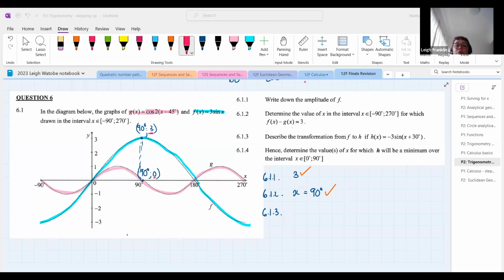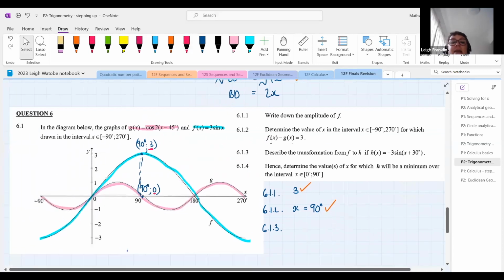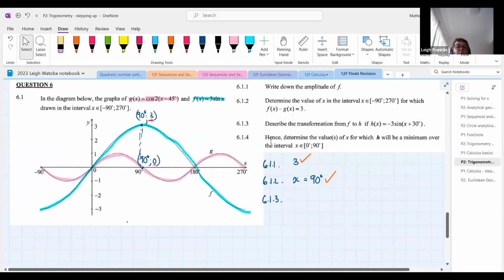6.1.3, describe the transformation from f to h if h of x is that. So now you are making a comparison. We're going from 3 sine x to minus 3 sine x plus 30. Let's just see how many marks it's out of. It's out of 2. So there's probably 2 things that we need to say here. What would you guys say? What's happened? What have they changed? Can anyone tell me?